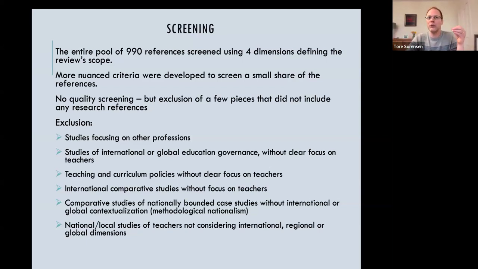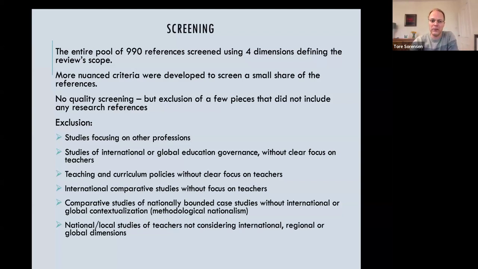Since the literature was peer-reviewed, based on this strict notion of peer review that we had included as the basis of our review, we did not do any quality screening. We did not consider the validity of the findings included in the literature that we screened. And as you can see here, we included a number of different types of studies.